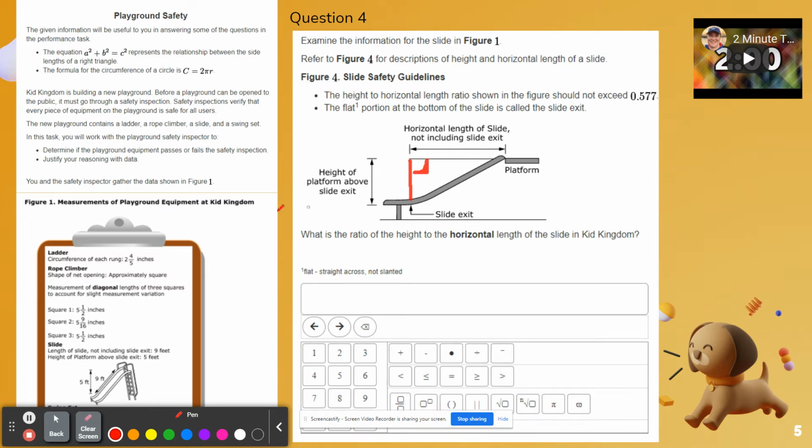Right? So here's what we know. This is 5. I got it from this image over here. And this diagonal is 9. We have a right triangle. We got to figure out what B is. So we're going to do 9 squared minus 5 squared, and that will be equal to B squared. Pull up your calculator.